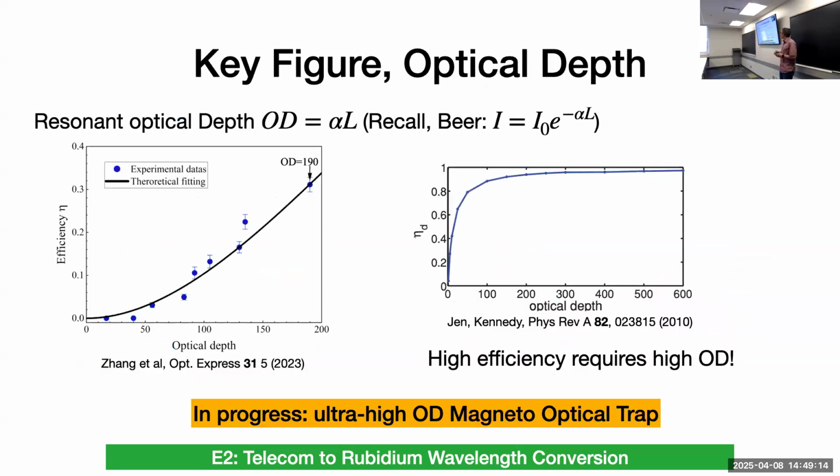A key figure is we need a very, very high optical depth for this. We need a large probability of interacting a photon with material, and that's actually hard to do. You can do so in a vapor cell and then heat it up, and other processes happen. You can use a magneto-optical trap. And right now we're just trying to build a system that has a sufficiently high optical depth.